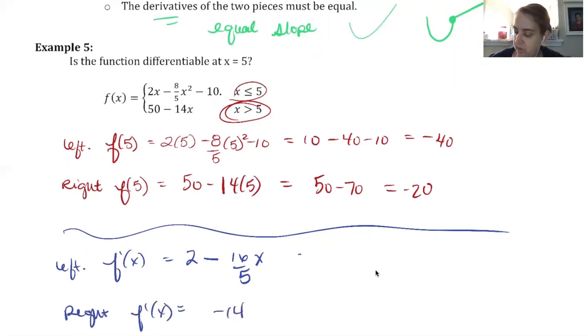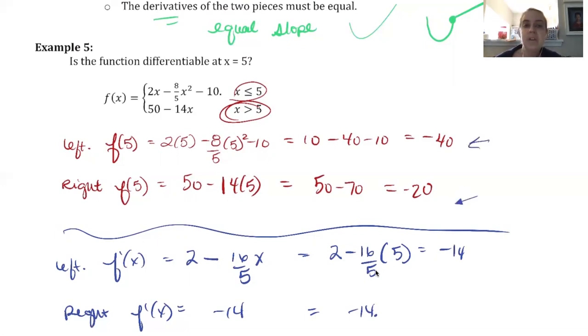So the first one, we want to evaluate at 5. This will be 2 minus 16 over 5 times 5 in there. This gives me a negative 14. And the second one gives me negative 14. So they do have matching slopes. So that's good news. And if these y values were the same, then we could say it's differentiable. But the way that this particular one is set up, these two slopes match, which is great. There would be a smooth transition.